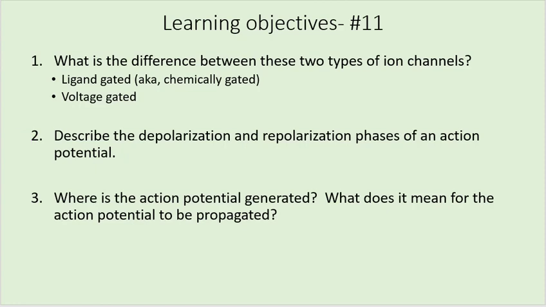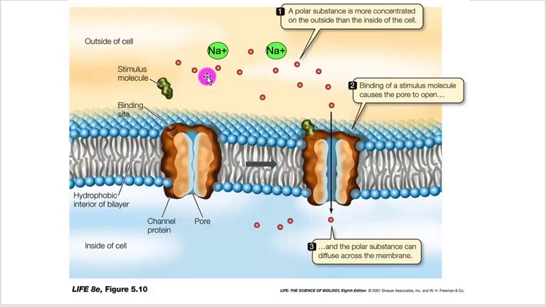To start off, let's remind ourselves of something like this. What we have here is a phospholipid bilayer. There's my cell membrane, and this is the outside of my cell. There's the inside of my cell. And these little red dots all represent polar molecules. So you read the description here. A polar substance is more concentrated on the outside than the inside of the cell.